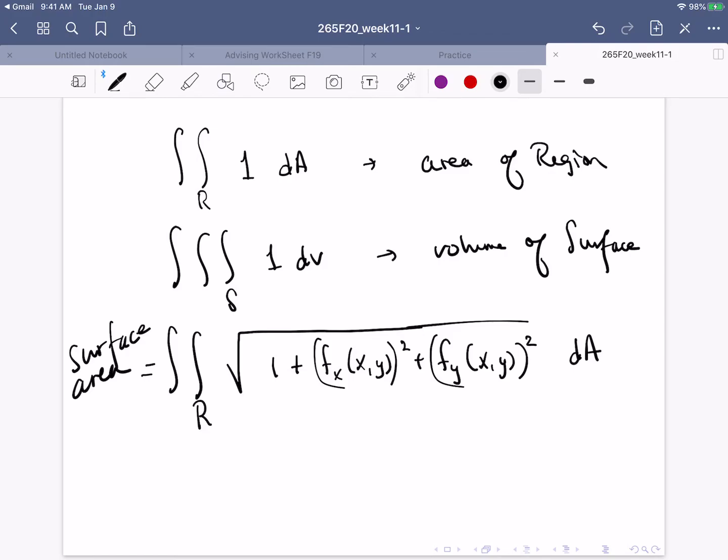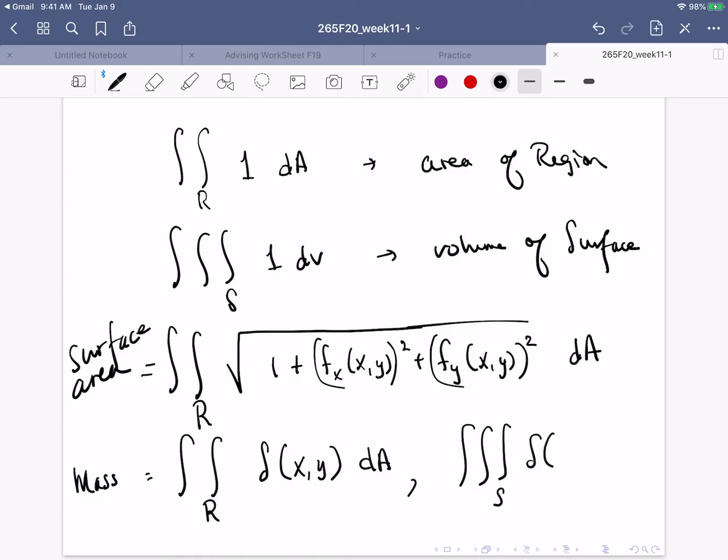And then one final geometric piece that we can consider is the mass. We can consider either a two-dimensional or three-dimensional case, where we have a density function and then integrate over a small piece of the region, or we can do a three-dimensional surface again, have a density function, and integrate over the small piece of volume.